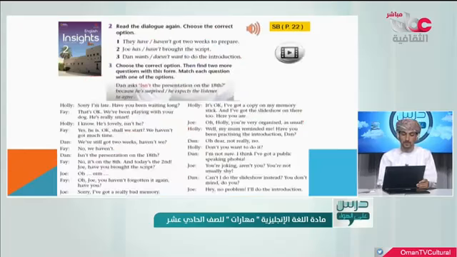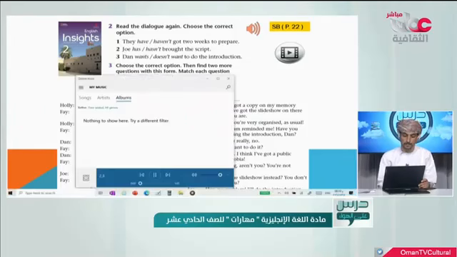Okay, my students? Good. Now, let us move to task number 2 and 3, page number 22. Before we start this task, let us read the question, read the dialogue, choose the correct option. So, they haven't got 2 weeks to prepare. The second one here, Joe hasn't brought the script. Then number 3, Dan doesn't want to do the introduction. So you have to find out what to choose, okay? So let us now listen and complete this task. And I want you at the same time to read. Unit 2.4.